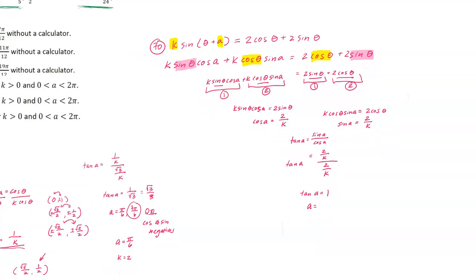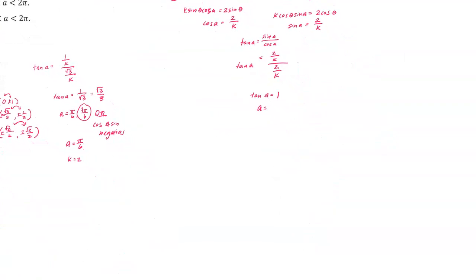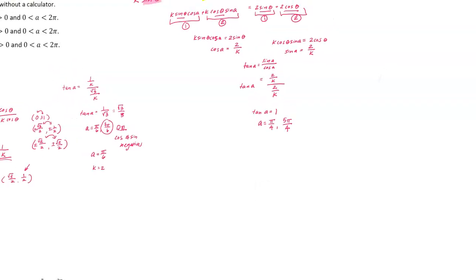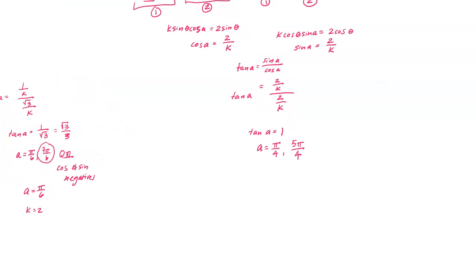Well, if it needs to be positive 1, then it could be at angle pi over 4, or it could be at 5 pi over 4. But at pi over 4, both cosine and sine are positive. But at 5 pi over 4, both cosine and sine are negative. So it excludes that. So I know A equals pi over 4. So the terminal point for that is square root of 2 over 2, square root of 2 over 2.